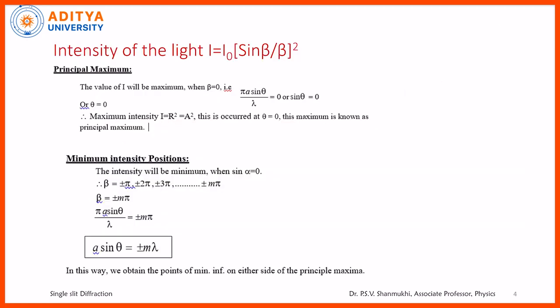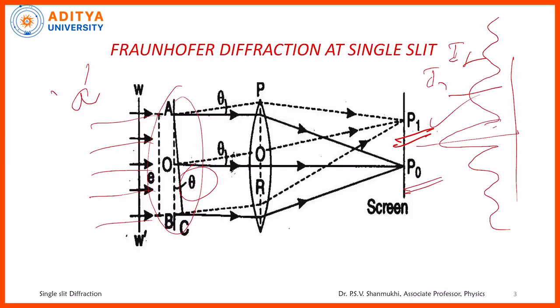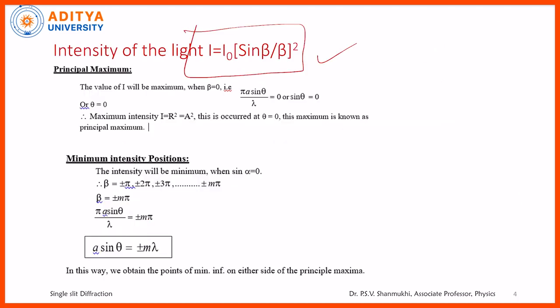For that, the intensity formula we derived earlier is I is equal to I naught sin square beta by beta square. This is the resultant intensity on the screen at any point. In this, what is beta? Beta is pi a sin theta by lambda.